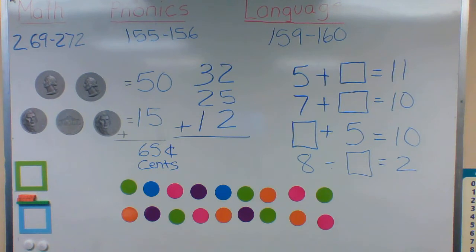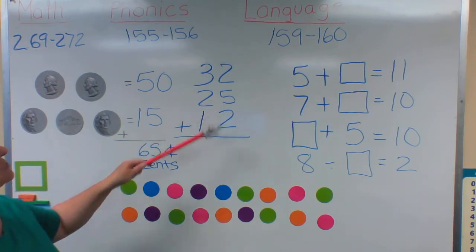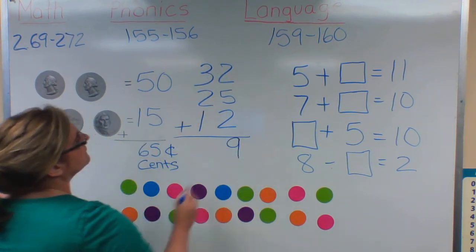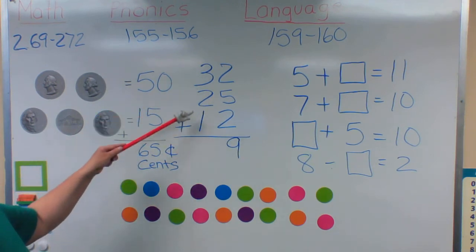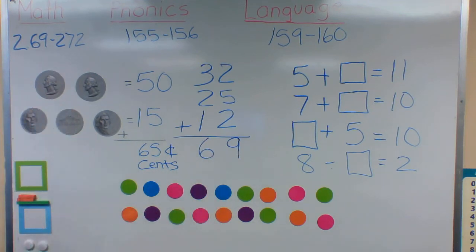All right, now we're going to move to section 2, and it just says to add. So again, we add the ones place first. I always start with the large number. 5 plus 2 equals 7, and 7 plus 2 equals 9. 3 plus 2 equals 5. 5 plus 1 equals 6. So we have a total of 69.